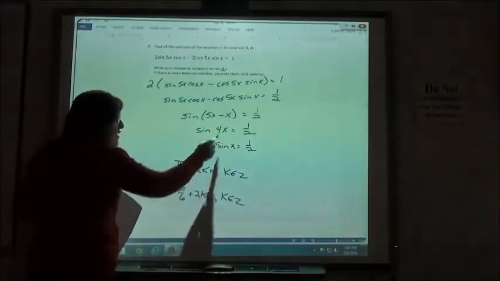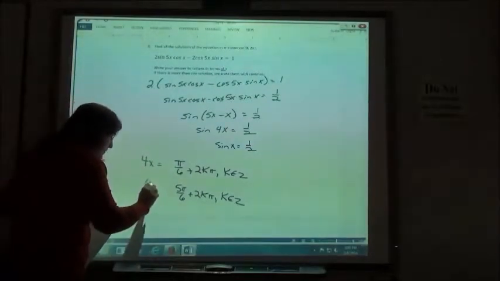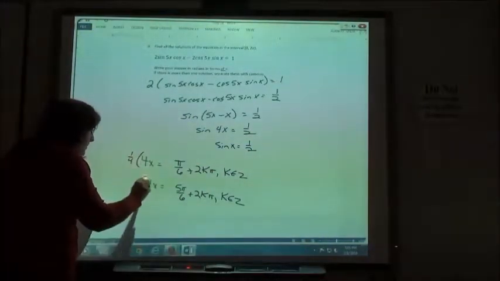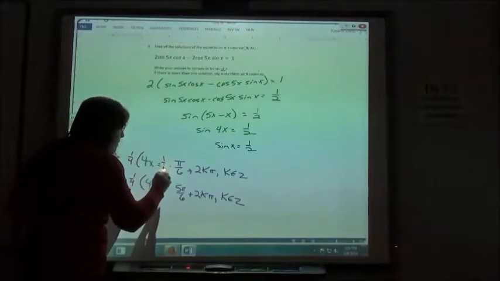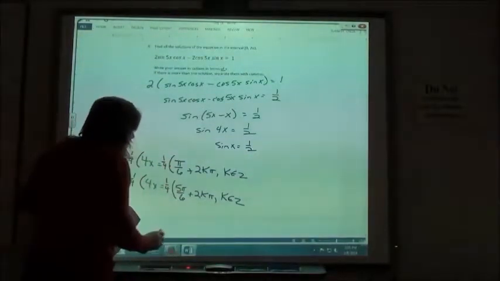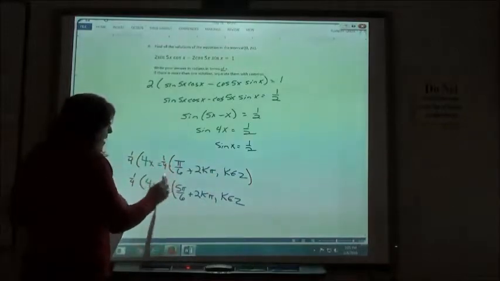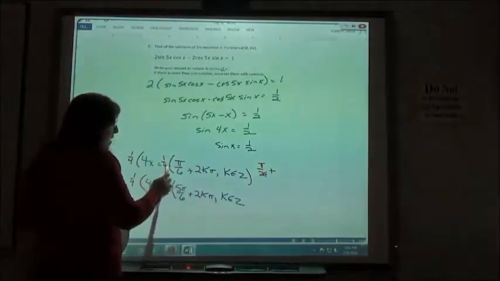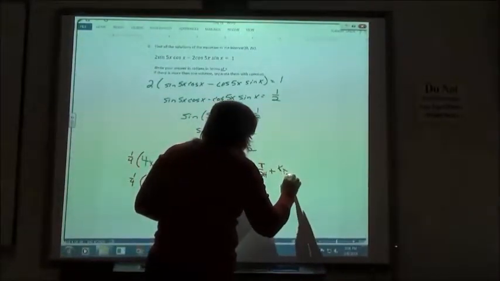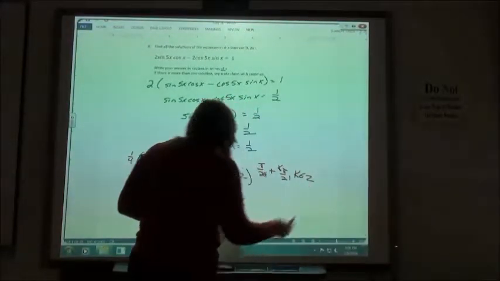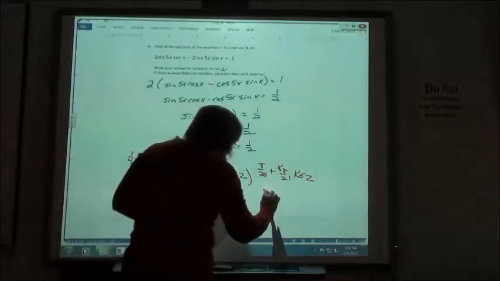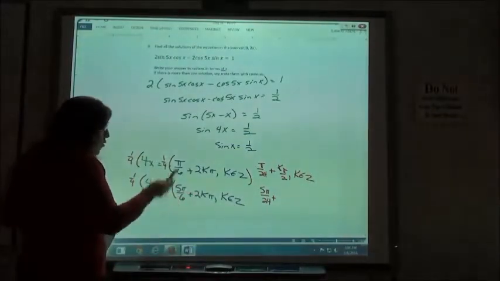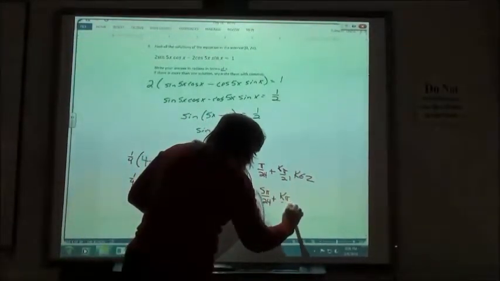Again, that's just equal to x. We really want to have 4x equals that. So we're going to multiply by 1/4 to solve. So this would give me pi over 24 plus k pi over 2. This is going to give me 5 pi over 24 plus, again, that would reduce down. 2/4 is the same thing as 1/2, so k pi over 2.